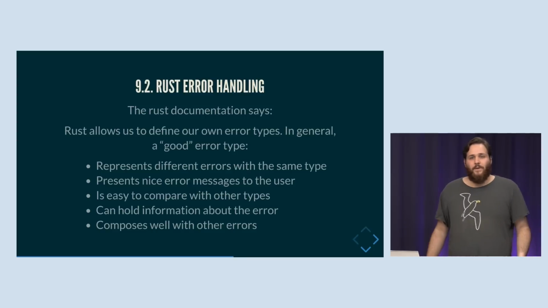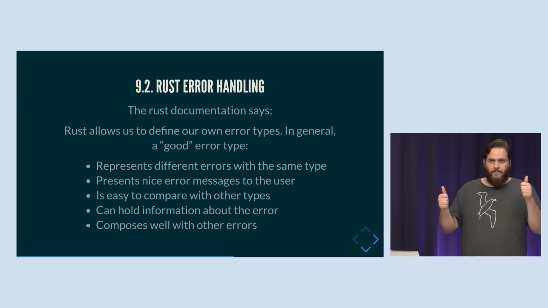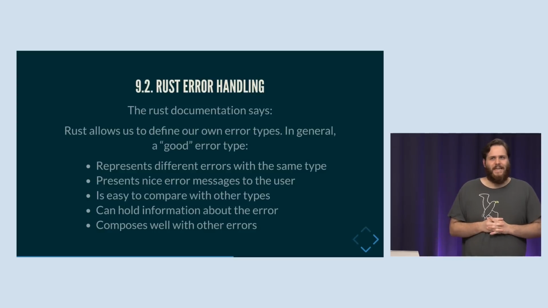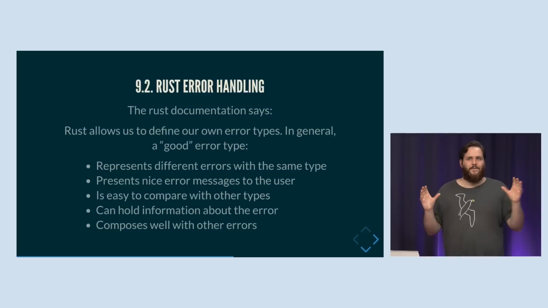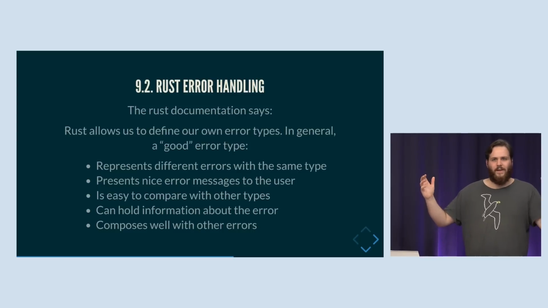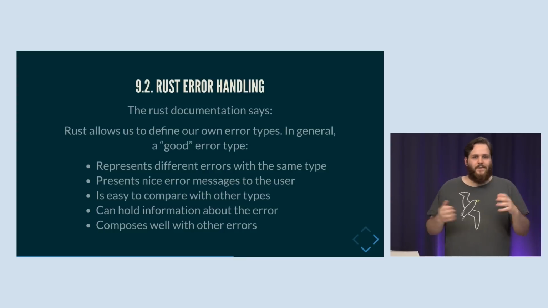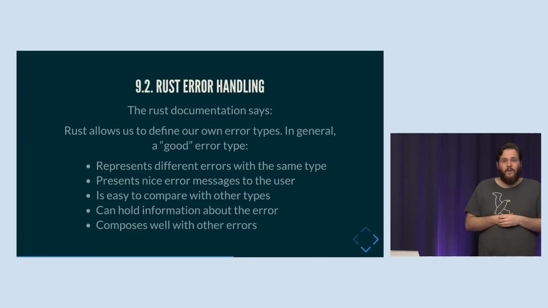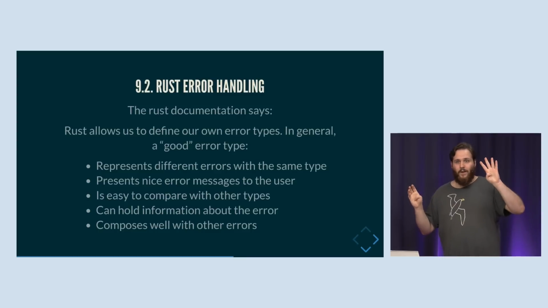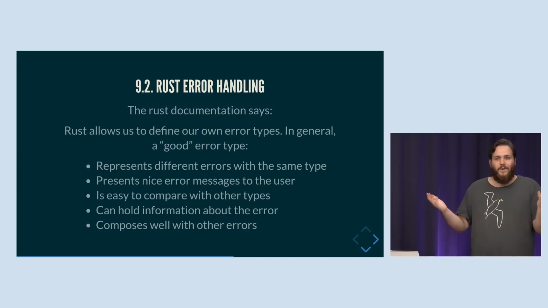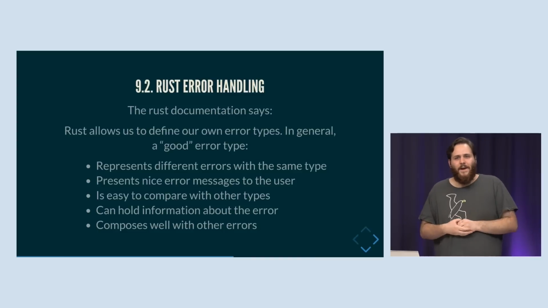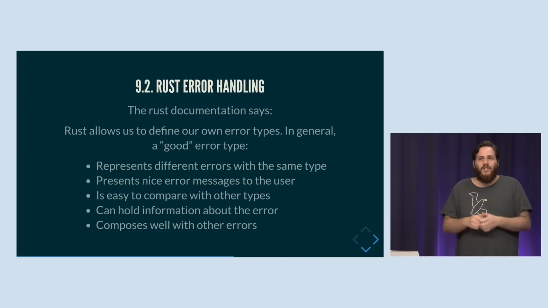The next one is presents nice error messages. That makes sense, perfect. Then the third one is easy to compare with other types. Again, I only need this if I need to compare different errors from different angles. Yeah, that shouldn't really be that necessary, right? Can it hold information about the error? Why is this point number 4 when it should be the most crucial one? What are you going to do with an error type that doesn't have information about the error? And then 5, composes well with other errors, which is just the same thing again.